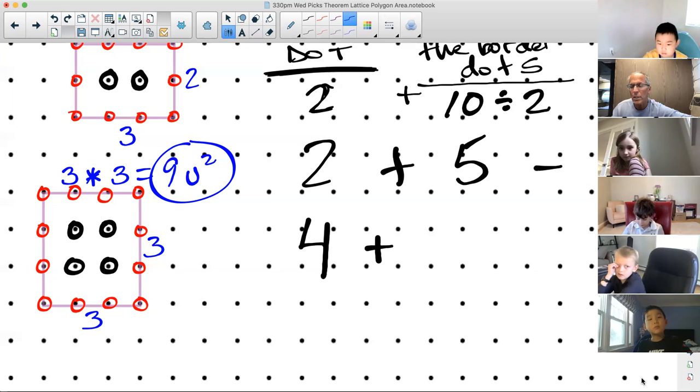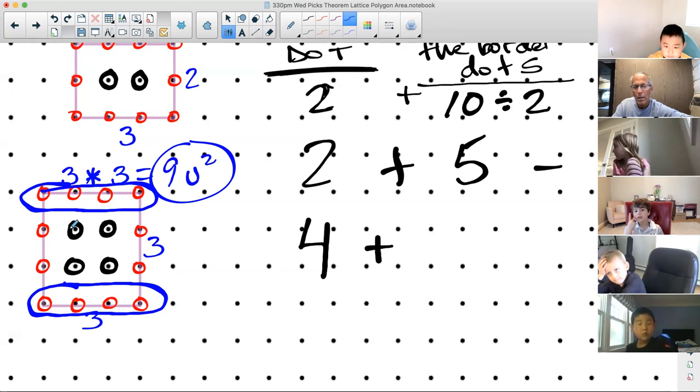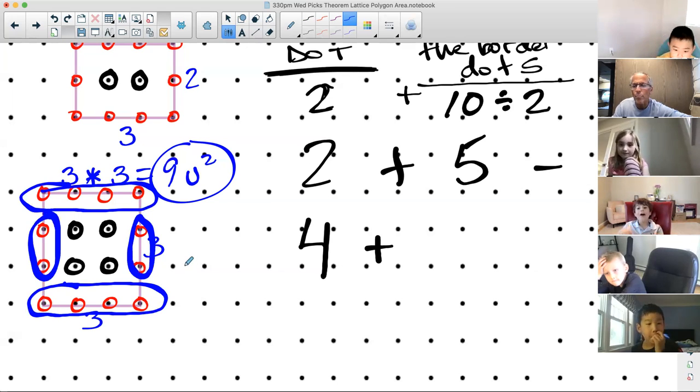Tess, I don't see you, nor do I hear you. And Roman, what do you think? 5. Roman, did you count the number of perimeter dots? Sabrina, did you count the number of dots? Wait, say it again, Roman.